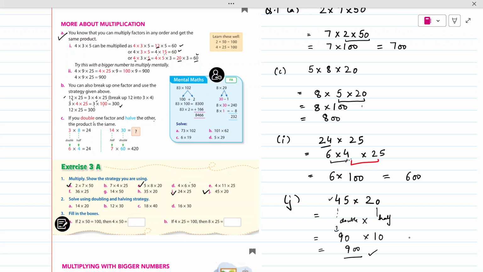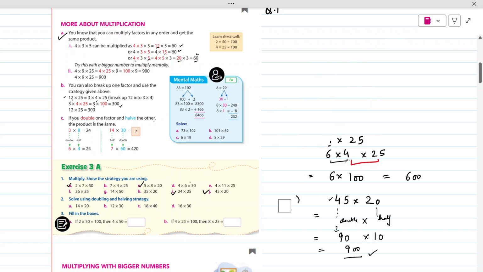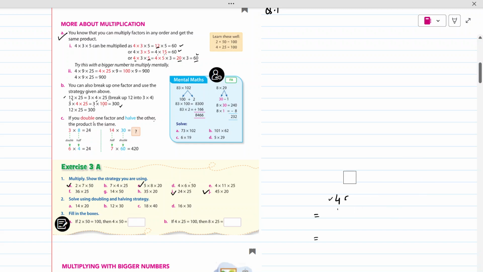Okay. So now I feel that you understand all the methods here. And now let us go to the second question, for that I'm just going to remove this part. In question number 22, we have to solve the question using the double and half strategy. Okay, so let's do B and D part of it. I'm picking the B part and the D part.